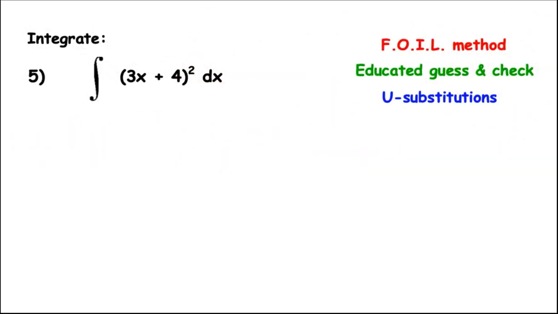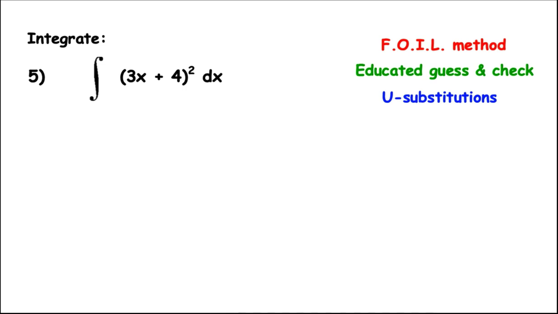All right, on this first day of section 4.1, we're going to do 7 examples. So that's 4 down, 3 to go. But on this number 5, I'm going to do it 3 different times, 3 different ways. So I apologize in advance. It's the integral of (3x plus 4) squared dx.